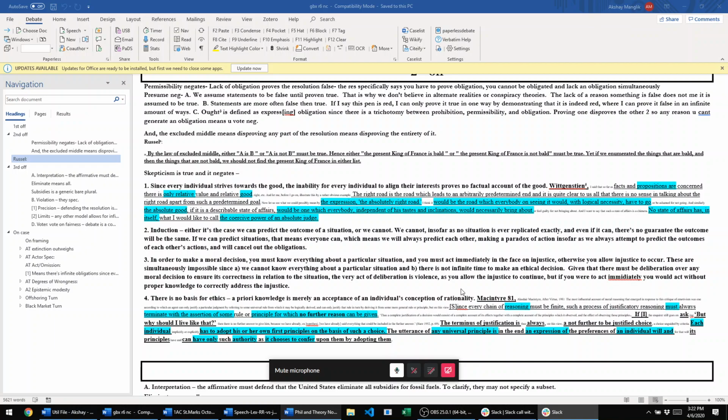The flaw here is saying that everyone strives towards the good, right? Because clearly that's not true. Clearly people have different moral theories, but those aren't necessarily true. Which is why it doesn't necessarily prove there's no objective morality. It just means that they're necessarily wrong.